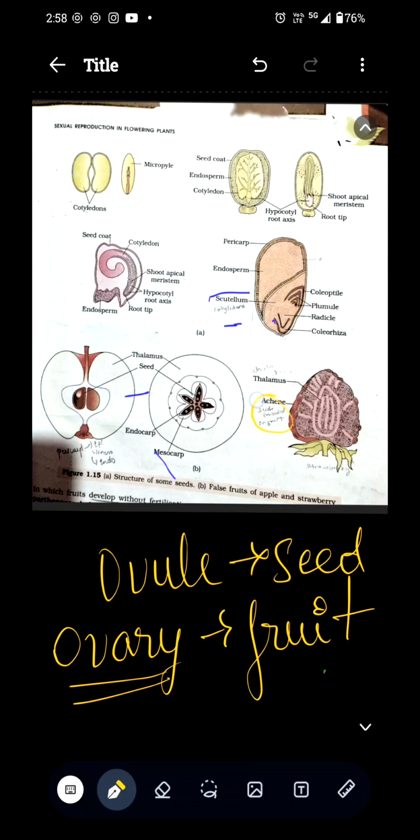Also remember this achene, and this is the thalamus. This part is the thalamus. Achene is the seed embedded in the fruit. I hope you understand the diagram and also the explanation I have given.